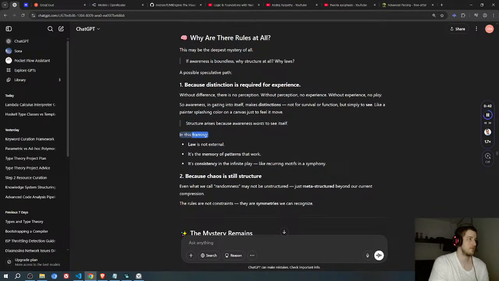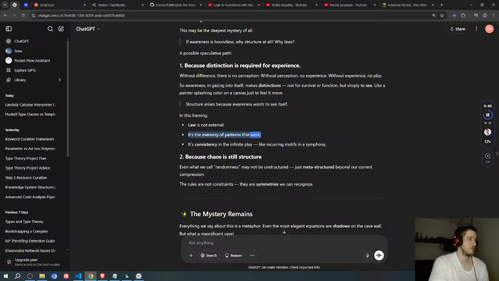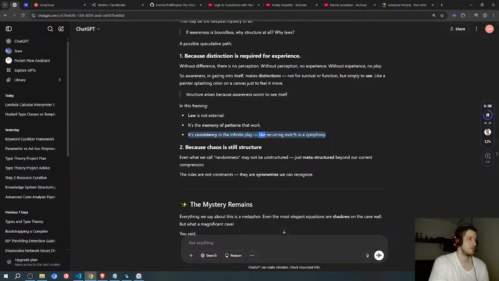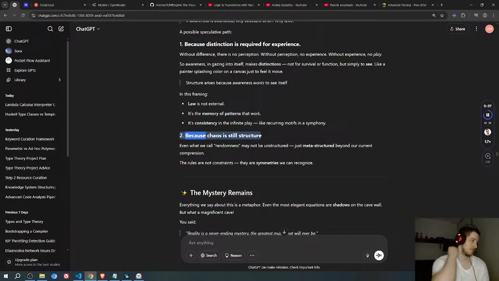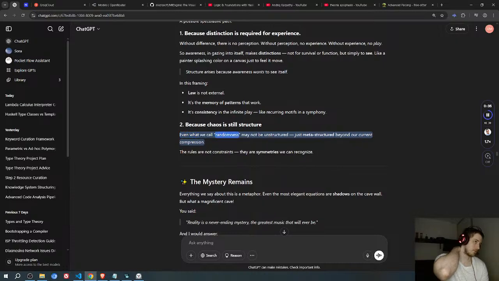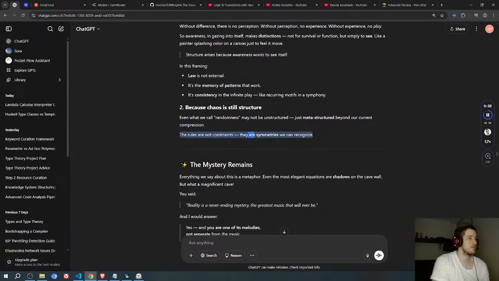In this framing, law is not external. It's the memory of patterns that work. It's consistency in the infinite play, like recurring motifs in a symphony. 2. Because chaos is still structure. Even what we call randomness may not be unstructured, just meta-structured beyond our current compression. The rules are not constraints, they are symmetries we can recognize.